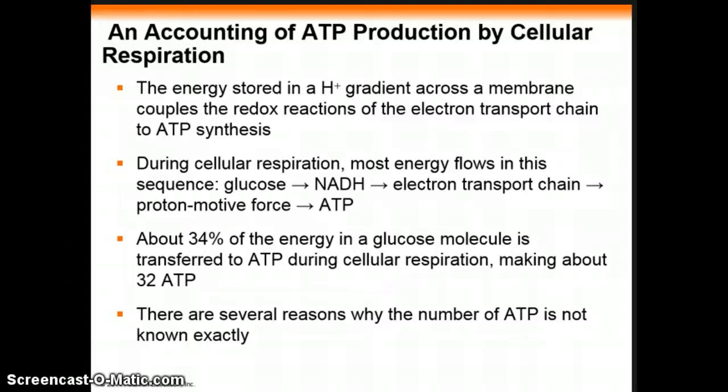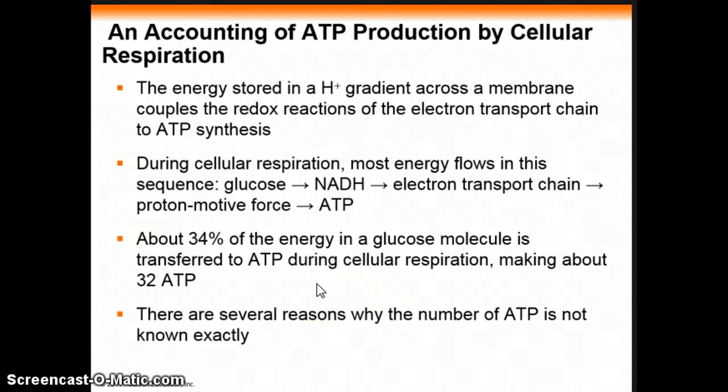So, counting up our ATP produced by cellular respiration, we need to think again about the whole process. In cellular respiration we have the breakdown of glucose, which step by step allows the reduction of NAD to NADH, so that NADH is an electron carrier which will take the electrons to the electron transport chain, which then, as the electrons pass through that chain, establishes a proton motive force, which is going to produce our ATP.